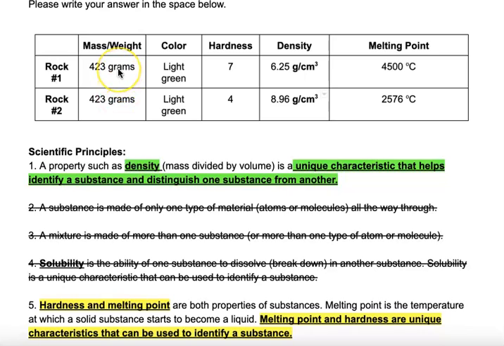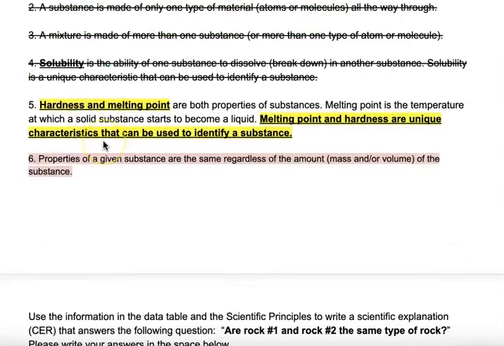You could have a large piece of granite and a small piece of granite. They would both be granite. They'd have different masses, so that doesn't prove or disprove whether they're the same or not the same.